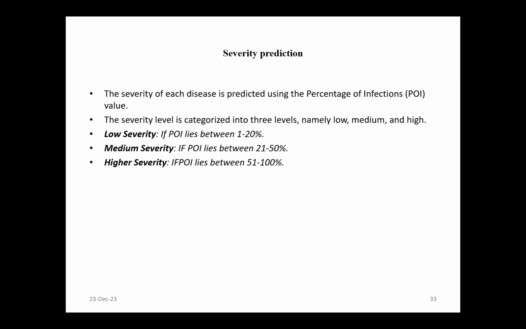If the POI lies between 1 to 20%, we will say that there is a very small infection in the plant, so that is low severity. If POI lies between 21 to 50%, it means there is a moderate disease in the plant. And if POI lies between 51 to 100%, then the plant is highly infected with the disease.